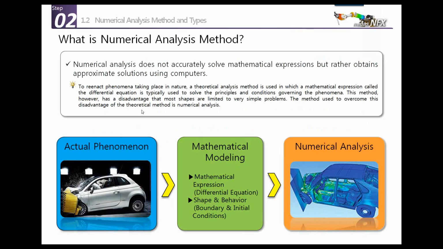So when you talk about CAE, the first thing you have to think is that it's a numerical analysis method. When you have an actual phenomenon, you have to model it mathematically, so you can use some mathematical expressions. Then you have to think about the behavior, the shape, and which represent the boundary and initial conditions. And when you have this mathematical model, you can run the analysis, and this gives you the numerical analysis.